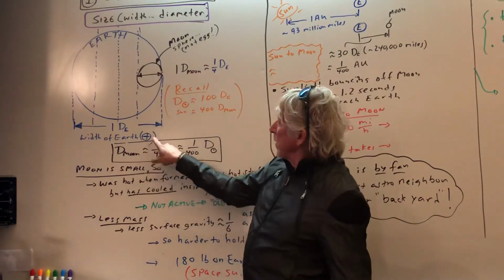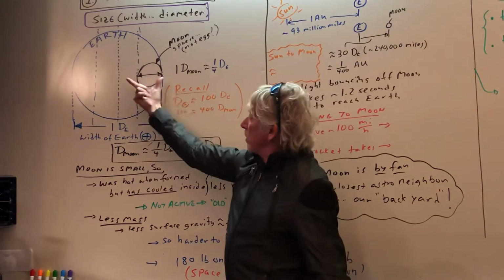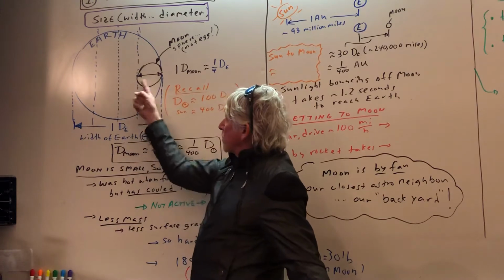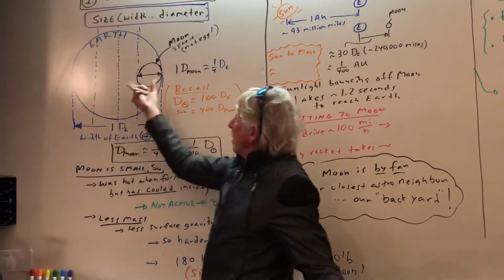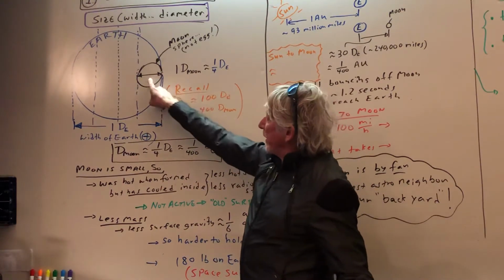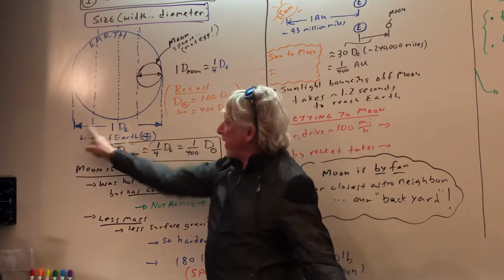Either way is fine. So if that's moon shrunk to divide Earth in half, and then divide that in half, that's 1/4 as wide. You can get 1, 2, 3, 4 moons across Earth. So that's the diameter, and one diameter of moon is about 1/4 that.